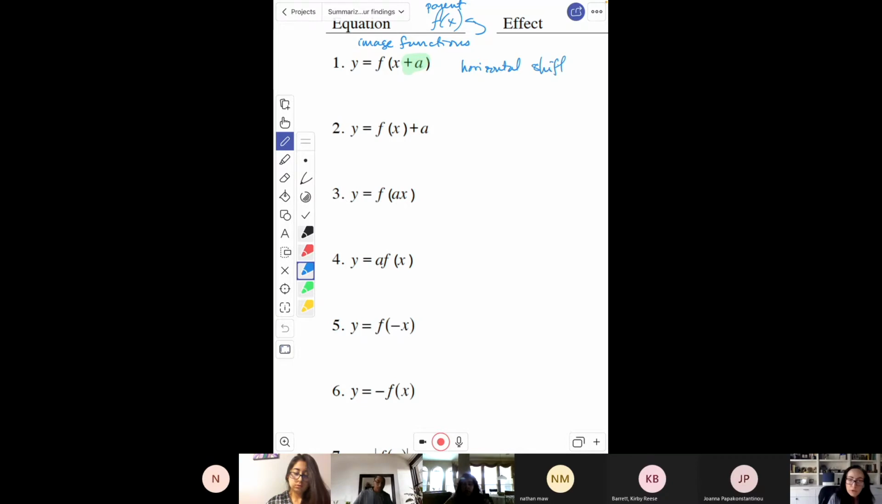And again, I won't get into details because we talked about it yesterday, but if the A was positive, it moves it to the left. If A was negative, it moves it to the right.